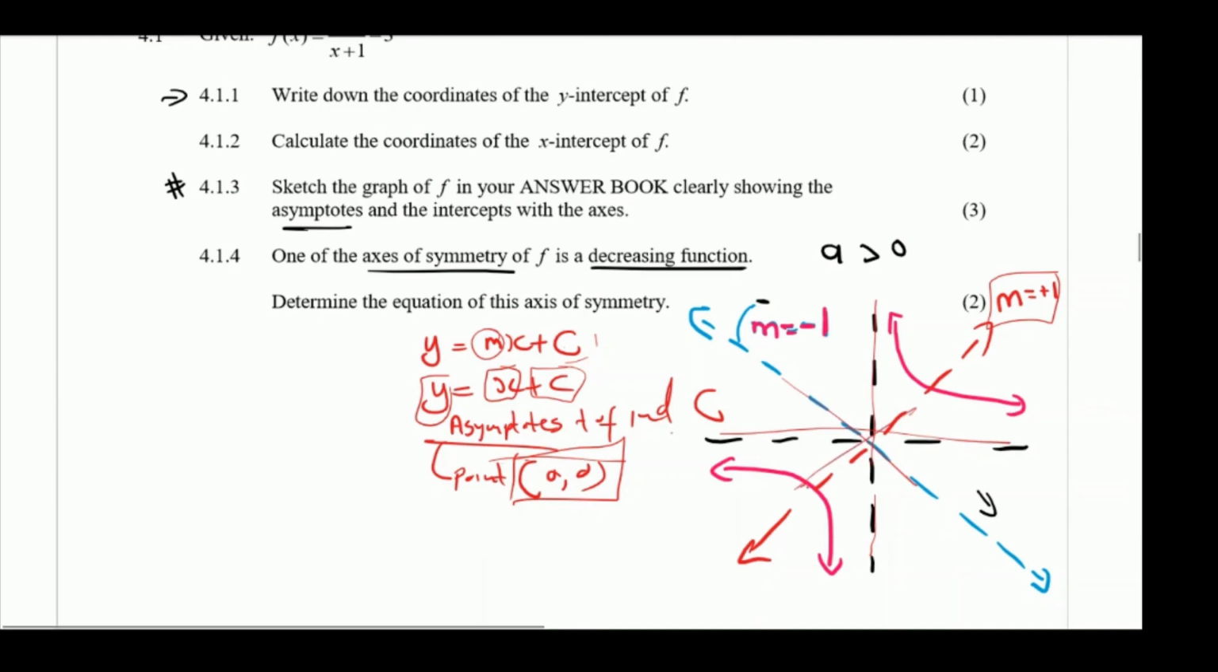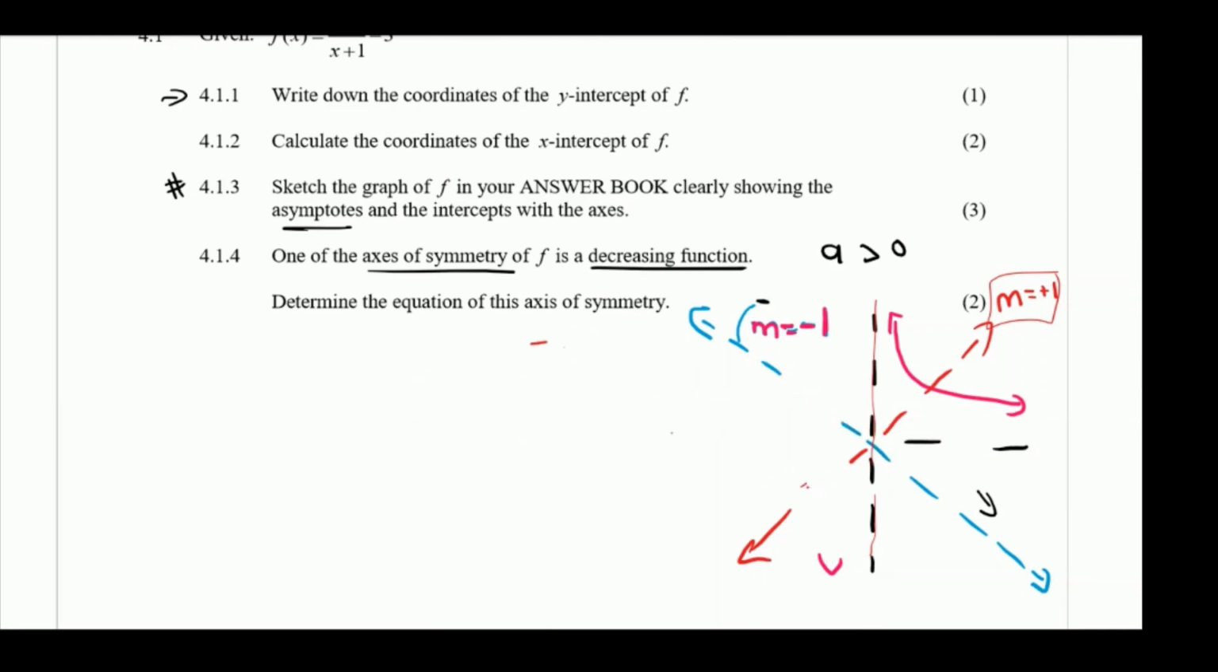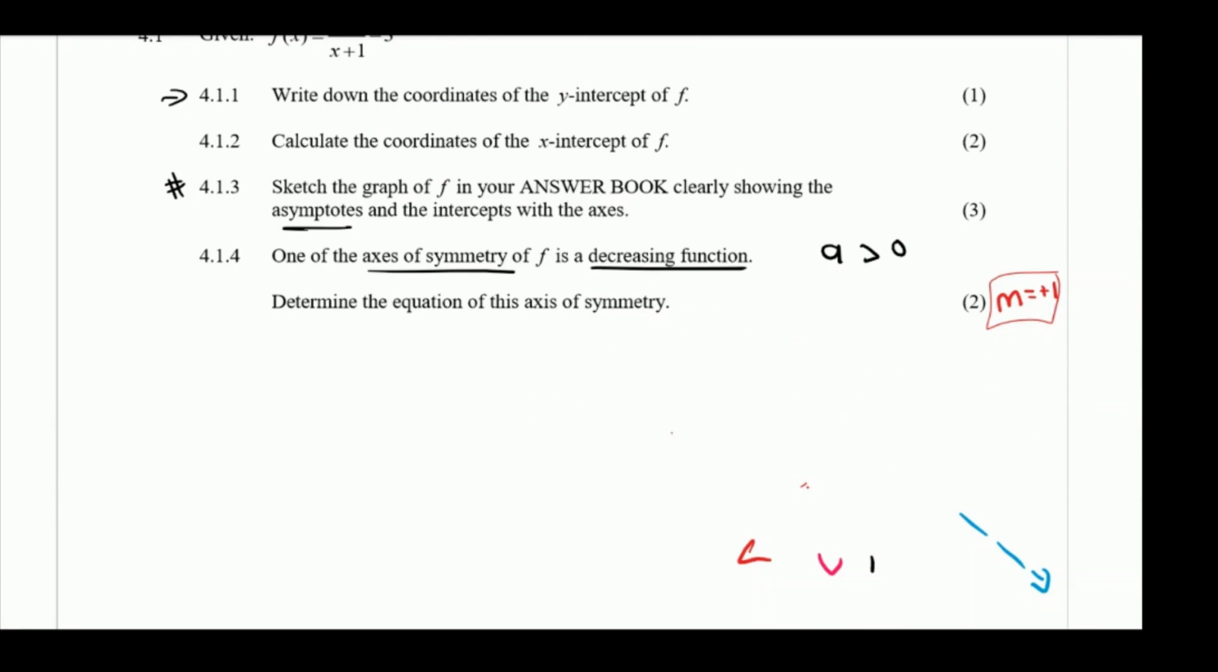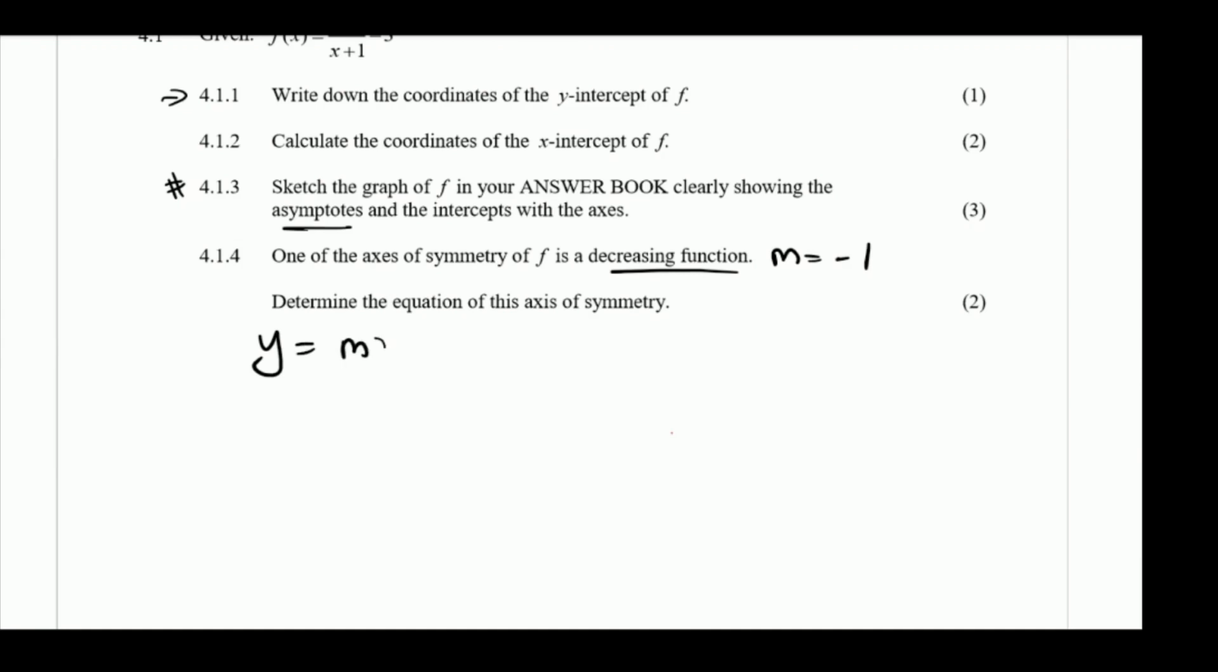Cool. So now let me solve this problem here, which says that we must now find the equation of the negative axis of symmetry, the decreasing one, because something that's decreasing just shows a negative sign. So m equals -1. We know the gradient, so the equation is y equals mx plus c, but you know it's y equals -x plus c. So the point that we're going to use to substitute to find c is the point of the asymptotes, as I said.